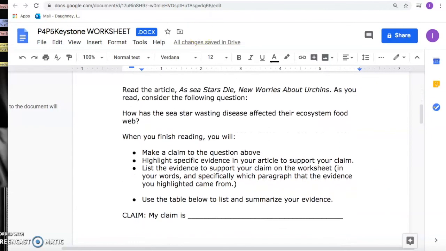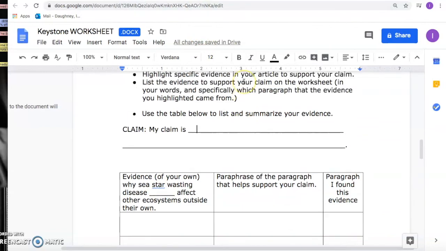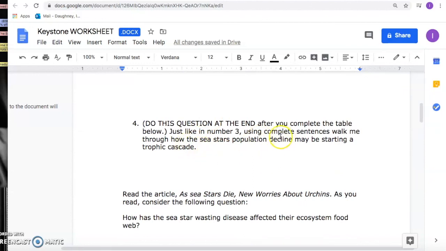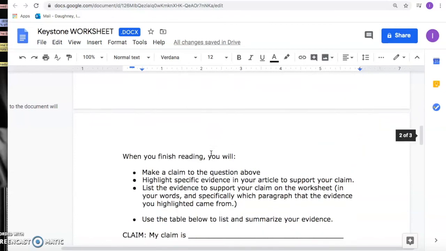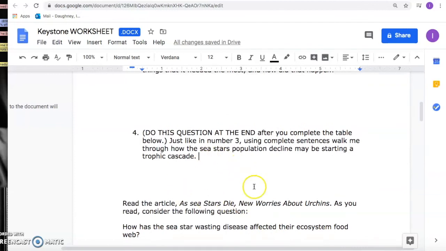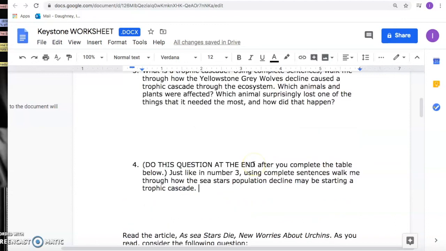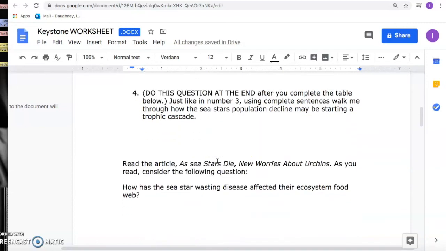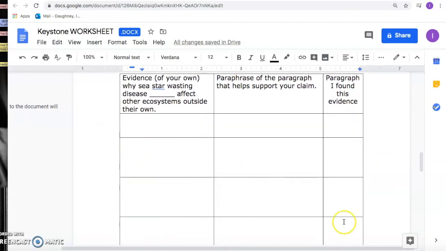Yeah, and like I said, if you're honors, then you have a 4th question at the end, which is I just want you to walk me through how the sea star population decline may be starting a trophic cascade. So you have talked about it using evidence here, but if you're honors, I just want you to be able to tell me about it in like 4 or 5 sentences, okay? Everyone else, you did that with number 3 so that you understand what it even is that I'm asking you about, and then you should be able to slowly walk through it using evidence and claims, okay?